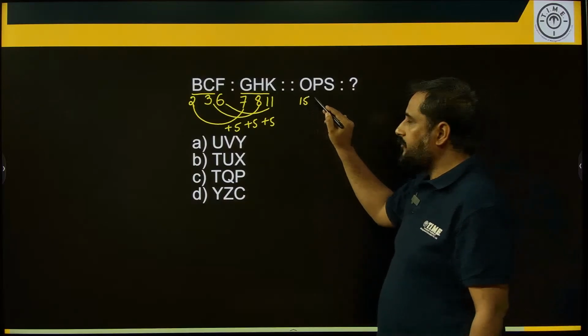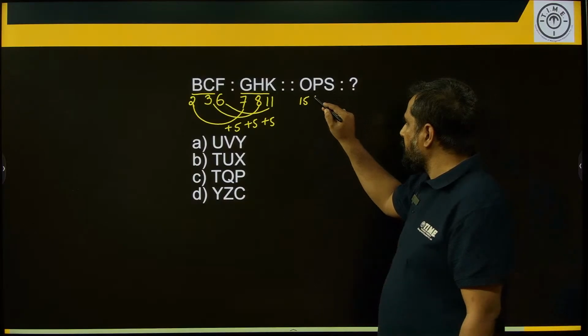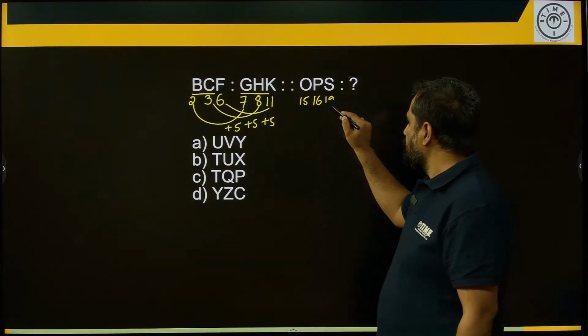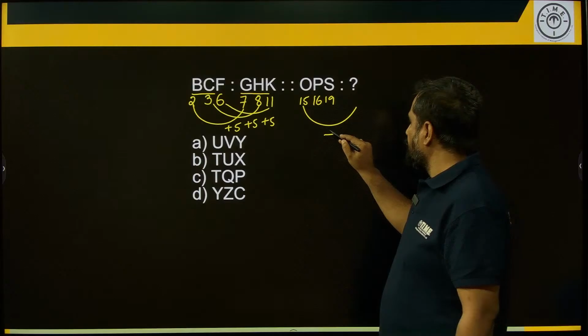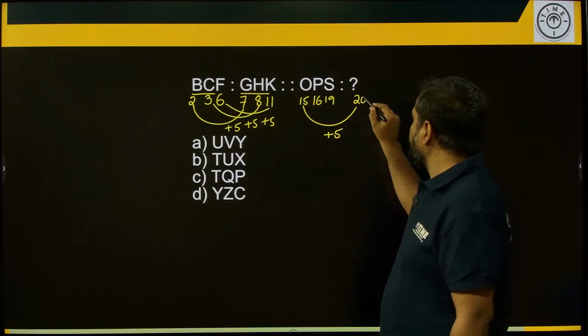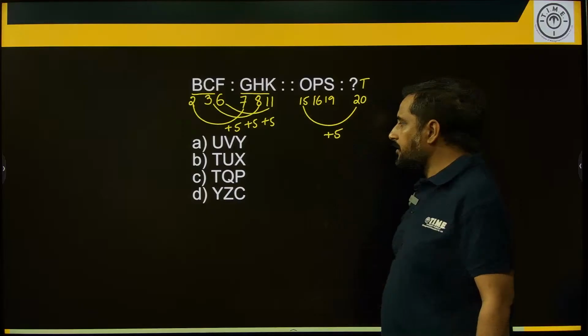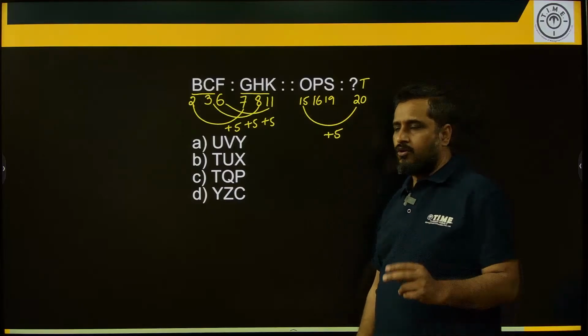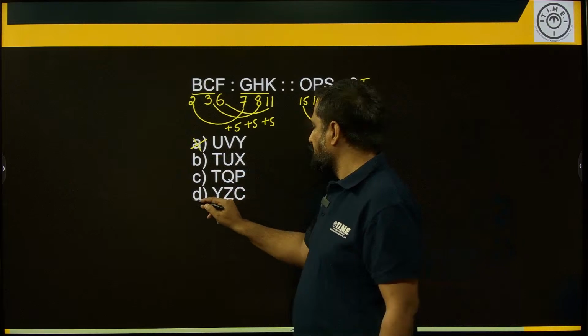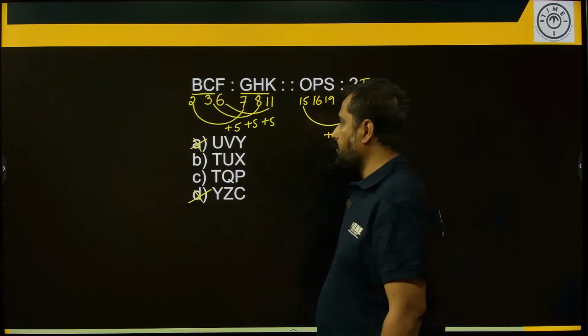O's position value is 15. P's position value is 16. S position value is 19. Now apply the plus 5 logic. 15 plus 5 is 20. The 20th letter in the English alphabet is T. Now how many options are starting with T? 2 options. So option A is ruled out. Option D is also ruled out.